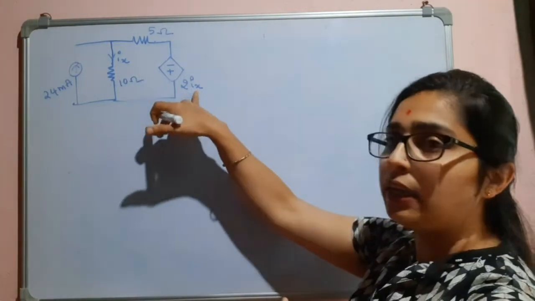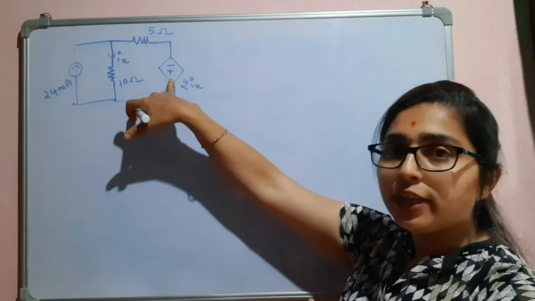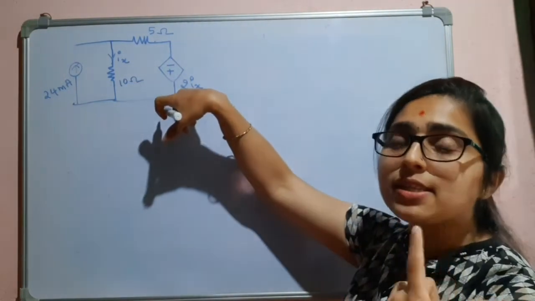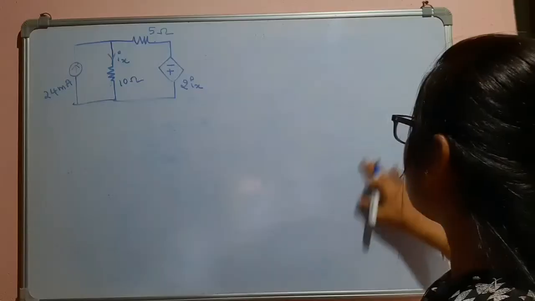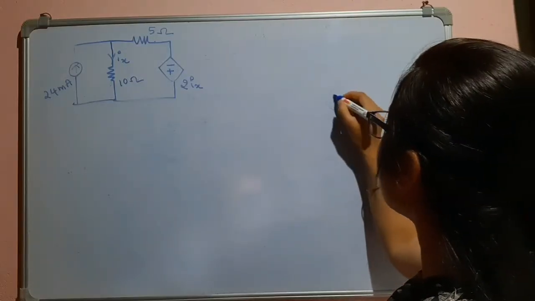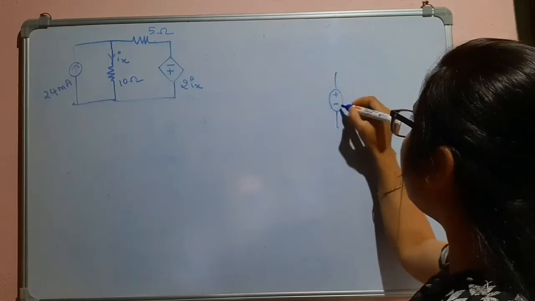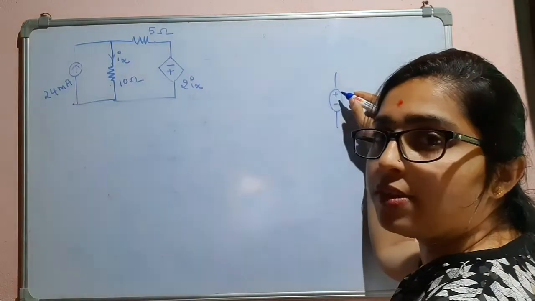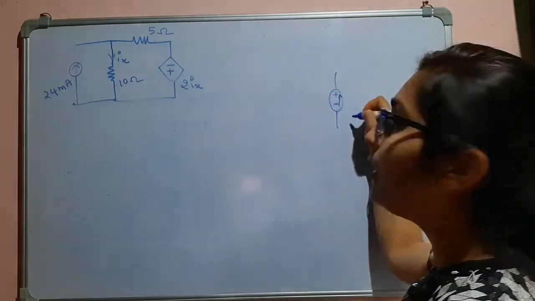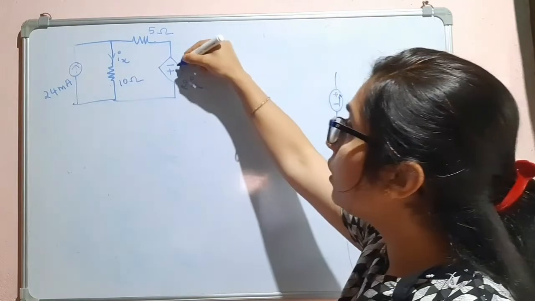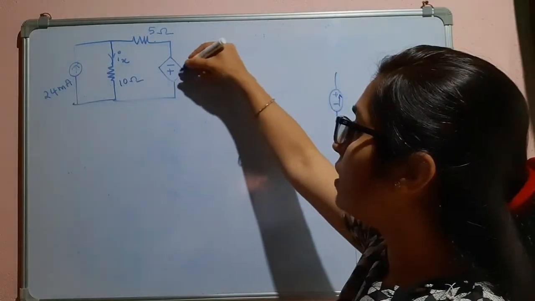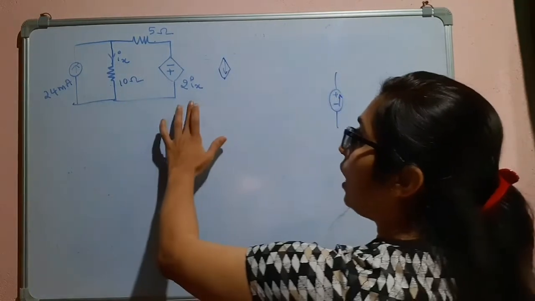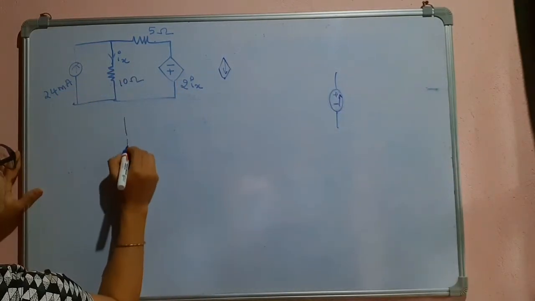This is a current dependent voltage source, and the controlling variable is current. If you have a current source like this, internally the current direction should be towards the positive terminal. That is, the arrow should be directed towards the positive terminal. So the current direction will be something like this. Now I will redraw the circuit.